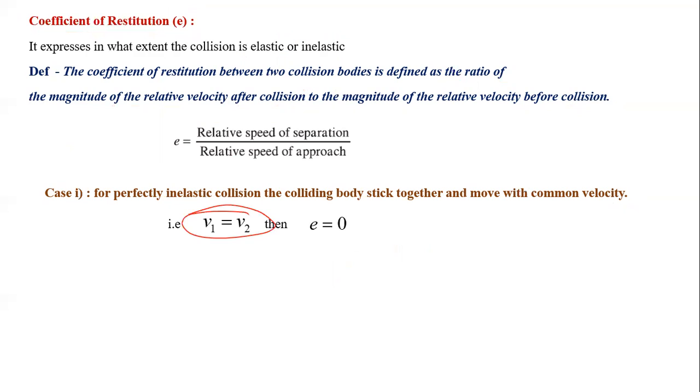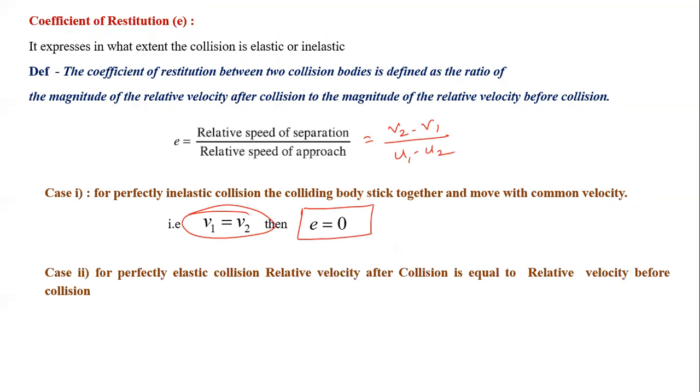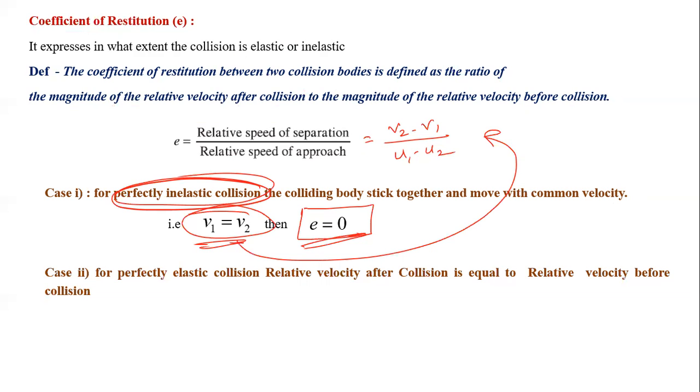If V1 is equal to V2, then restitution comes out 0. Because relative speed of separation is V2 minus V1, and speed of approach is U1 minus U2. If I substitute V1 and V2 as the same in this equation, then we get e is equal to 0. So for perfectly inelastic collision, e is 0.